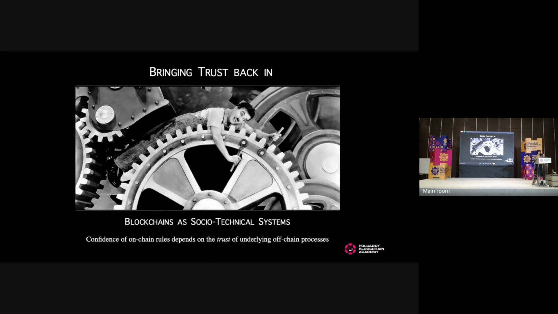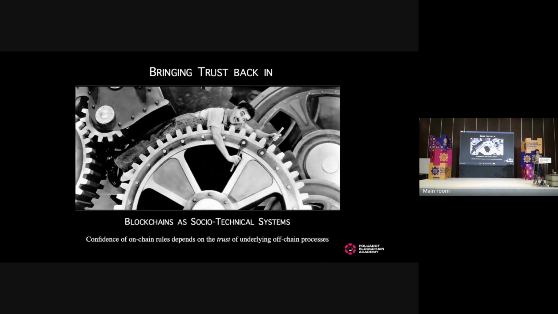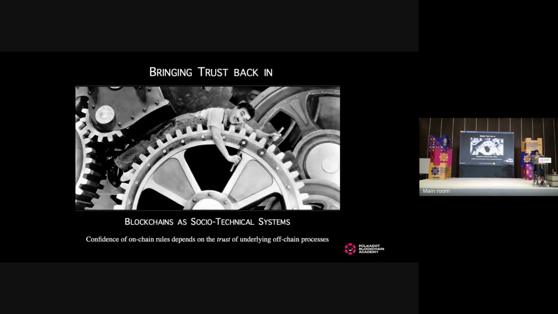And so the confidence in the on-chain, blockchain-based rules depends on the trust in the off-chain processes that are running and maintaining this network. Because of this very important component, we cannot understand the technological guarantees of a blockchain system if we are not aware of the governance of that system, because the governance of the system, i.e. the on-chain and off-chain processes that exist, are the ones that will determine how much confidence and how much trust we can have in this particular system.